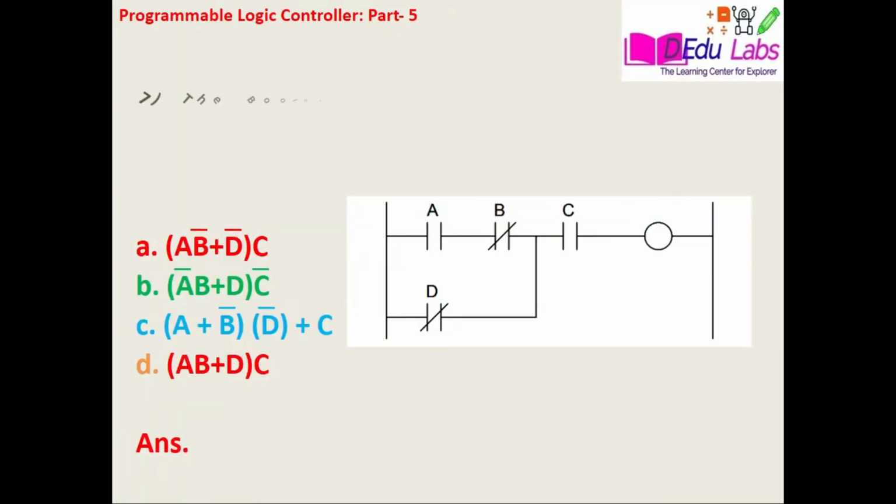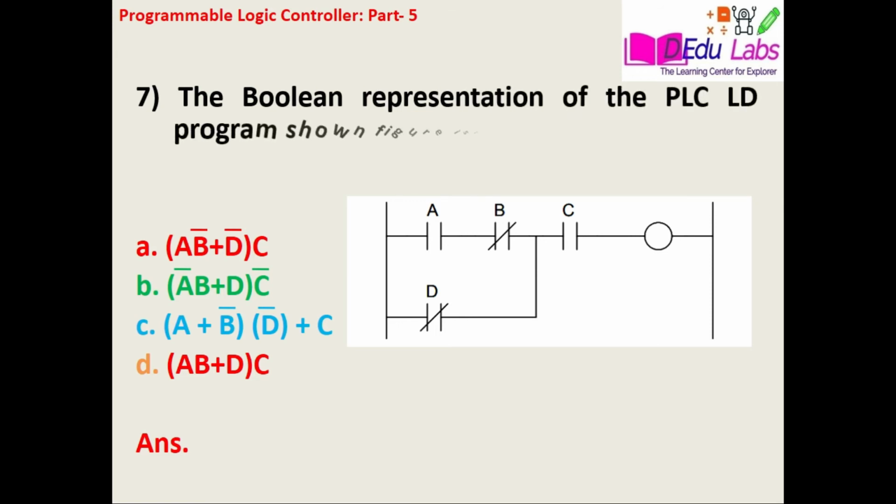Question number 7. The Boolean representation of the PLC LD program shown in the figure is blank. Option A, in bracket A into B bar plus D bar bracket over into C. Option B, in bracket A bar into B plus D bracket over into C bar. Option C, in bracket A plus B bar bracket over into D bar bracket over plus C. Option D, bracket A into B plus D bracket over into C.